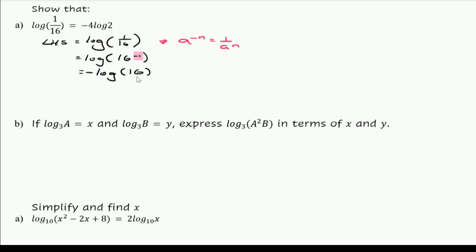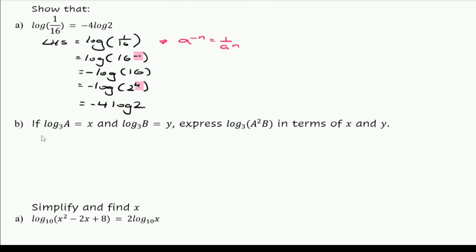And I'm going to rewrite this so that this is, of course, something to the power of something, just because, of course, this here's got a log of 2. So this is going to be minus log of 2 to the power of 4. And again, I'm going to use rule number 6 yet again to bring this 4 out the front. So this is going to be minus 4 of log 2. And as you can see, I've shown that my left-hand side is equal to my right-hand side.